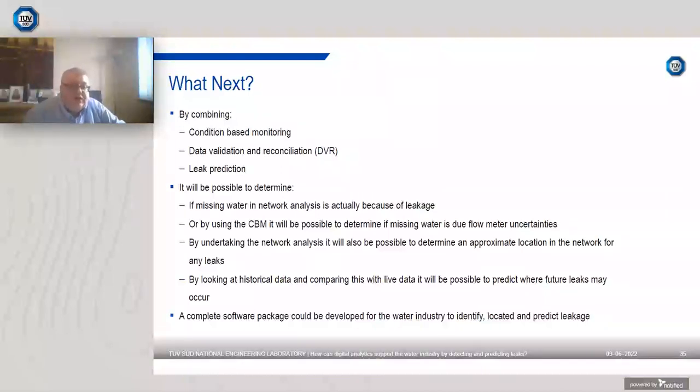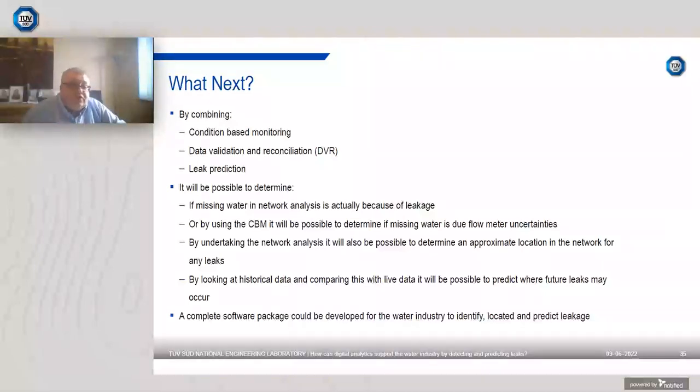The software will take the condition-based monitoring work and apply this to the electromagnetic flow meters. This will allow the performance and health of the flow meters in the network to be determined. By combining this with data validation and reconciliation software, it will be possible to determine if any leaks identified in the network mass balances are actual leaks, or whether they may be down to measurement uncertainty of the flow meters. And by performing the CBM on the flow meters on the network, we can then identify the health and the performance of your flow meters.